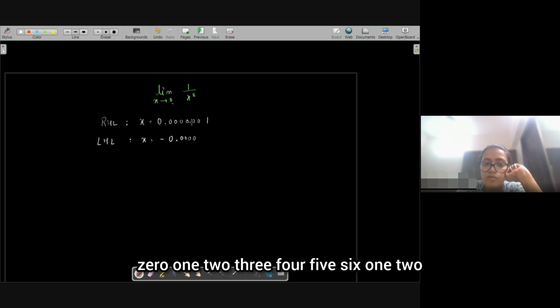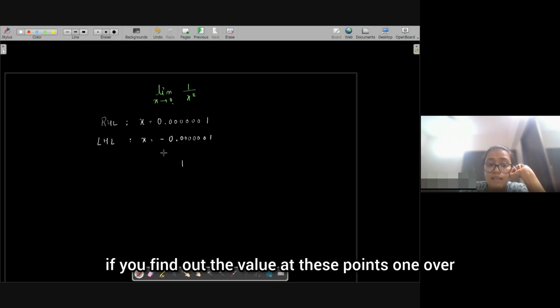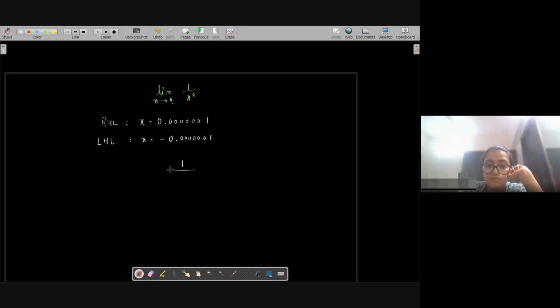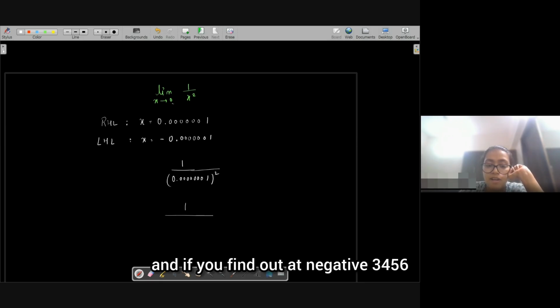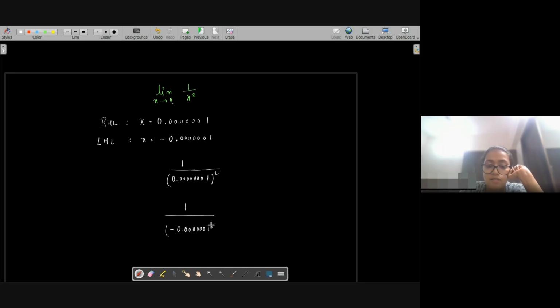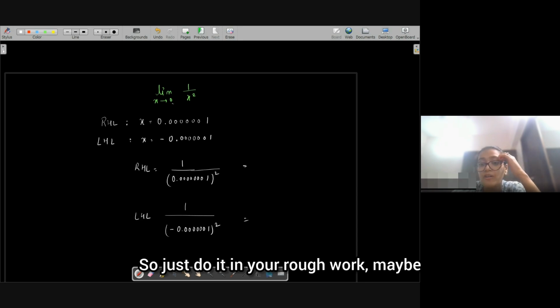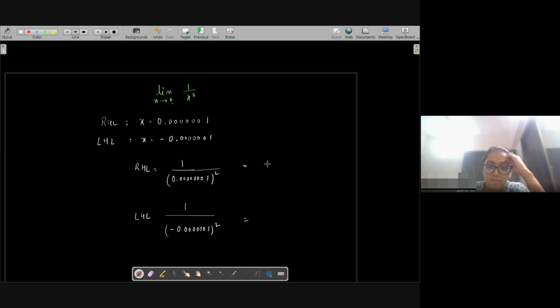So that will be negative 0.000001. If you find the value at these points, it is 1 over this number squared, and at the negative number as well. So will you get the same answer? This will be the right-hand limit and this will be the left-hand limit. So just do it in your rough work, maybe. Do you think you'll get the same answer?